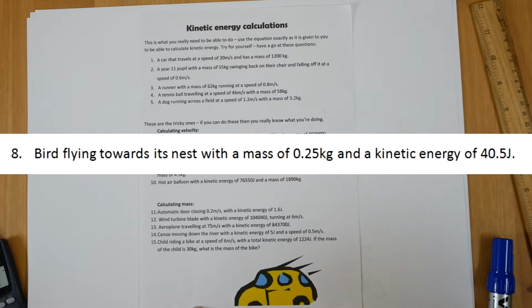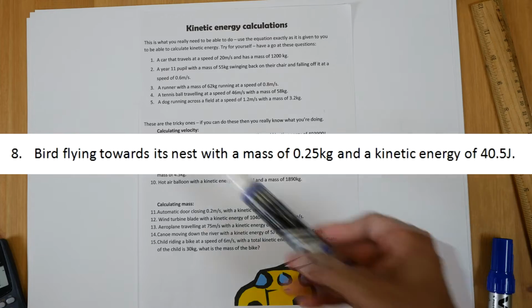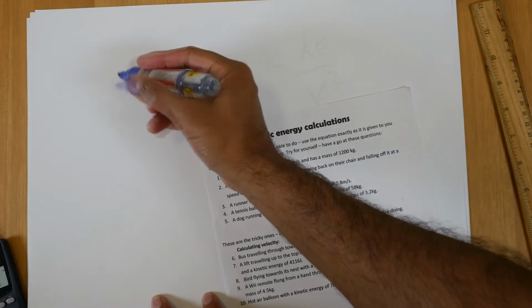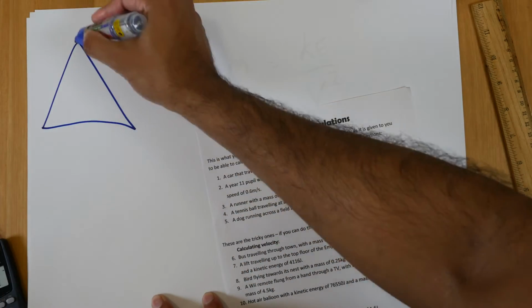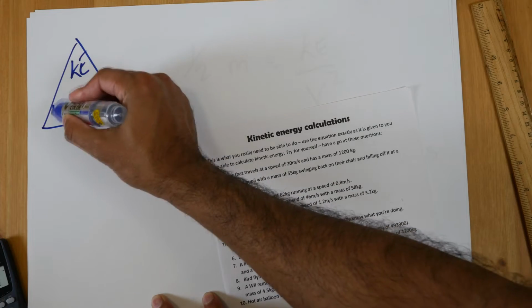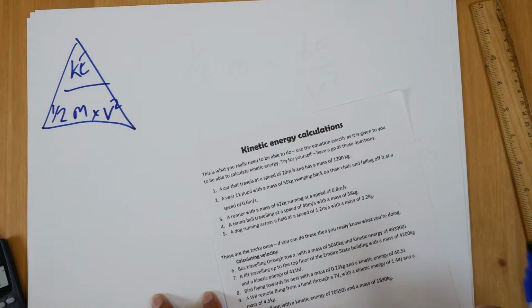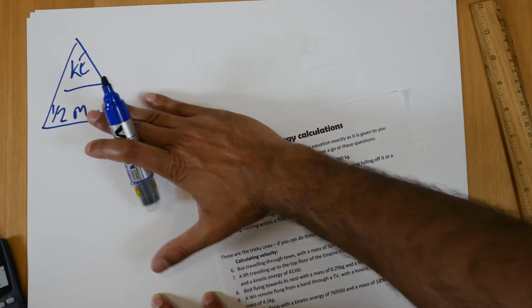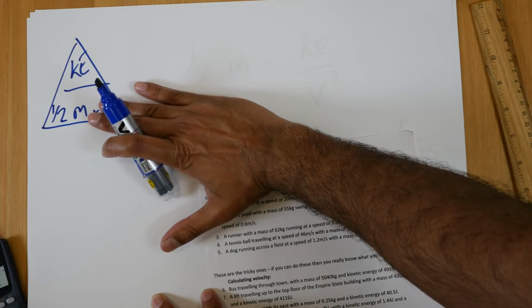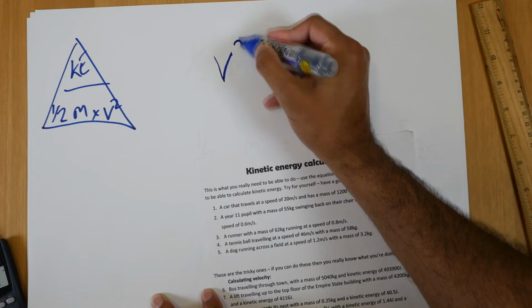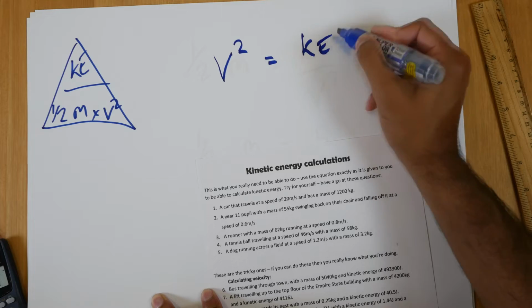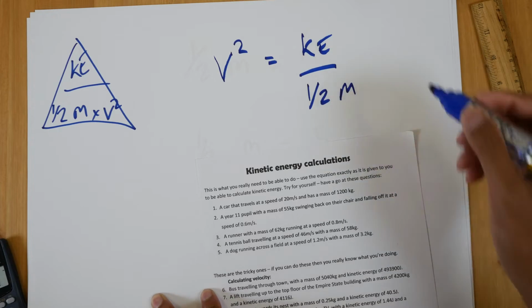It says a bird flying towards its nest with a mass of 0.25 kilograms and a kinetic energy of 40.5 joules. So what we've got to do is work out the velocity. We start off with our equation. We had Ke at the top, half m here, and v squared down here. Now to work out v squared, you cover it up, and you're left with Ke divided by half m. So let's just write that over here. Ke divided by half m.